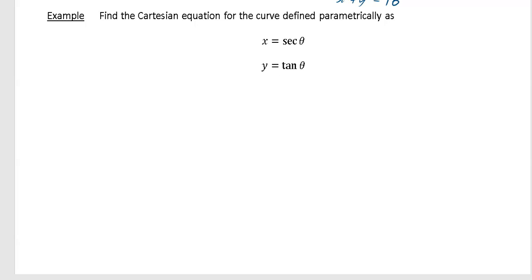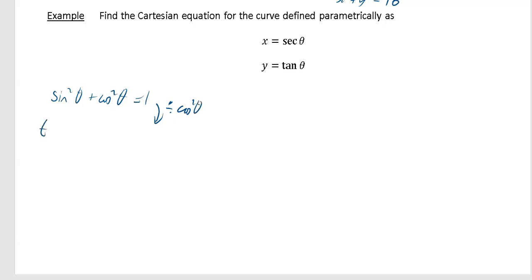Okay, it says find the Cartesian equation for the curve defined parametrically as x is equal to sec theta and y is equal to tan theta. Okay, not too sure how I'm going to do this one. I'm going to see if there's a wee identity that links sec theta and tan theta. So I'm just going to write down my most basic one. Sine squared theta plus cos squared theta equals 1. And then what we're going to do is divide through by cos squared theta and see what you get.